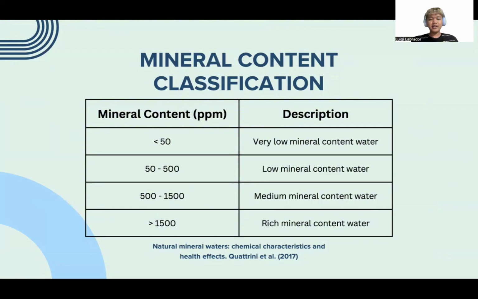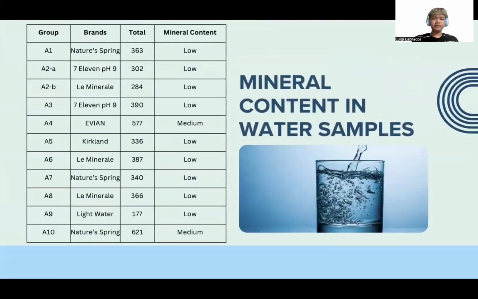And then for the next, which is medium mineral content water, the mineral content in ppm should be 500 to 1,500. And lastly, those that go above 1,500 in mineral content in ppm are considered to be rich mineral content water. Now, using this classification, we can now classify our sample groups.